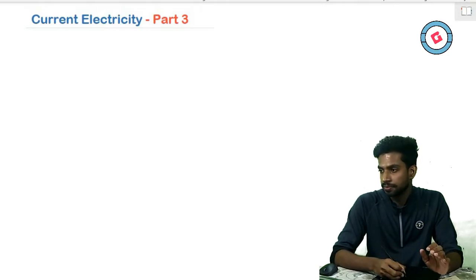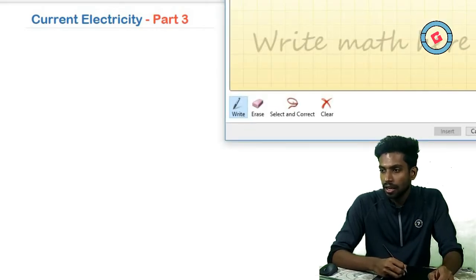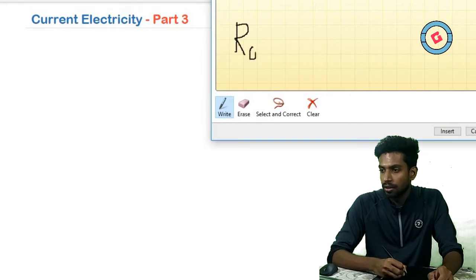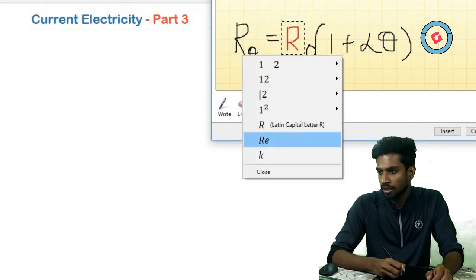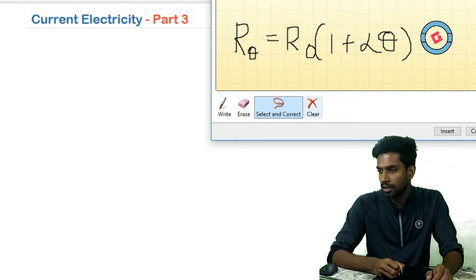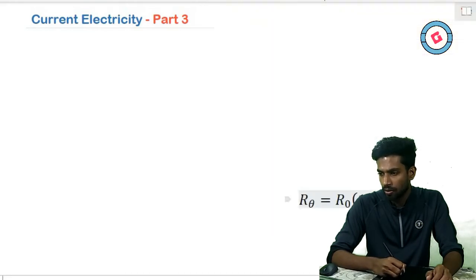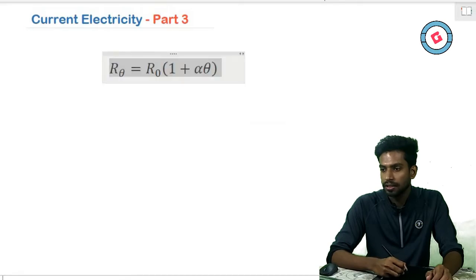So we can get a linear equation for that. Let the resistance at theta Celsius degrees be denoted by R theta. Then R theta equals R naught (1 + alpha theta). So R theta equals R naught (1 + alpha theta).